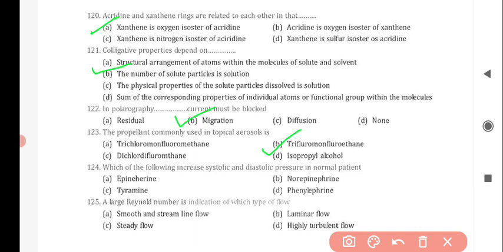Next question is, which of the following increases systolic and diastolic pressure in normal patients? And the correct answer is option number C, tyramine. Next question is, a large Reynolds number is indication of which type of flow? And the correct answer is option number D, that is highly turbulent flow.